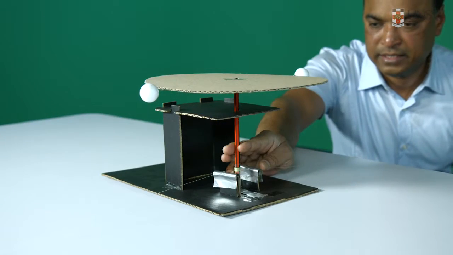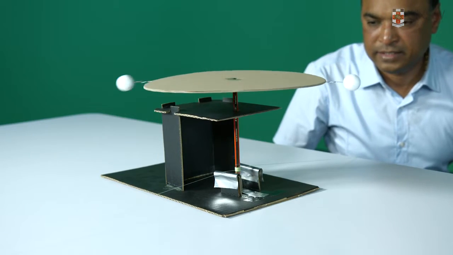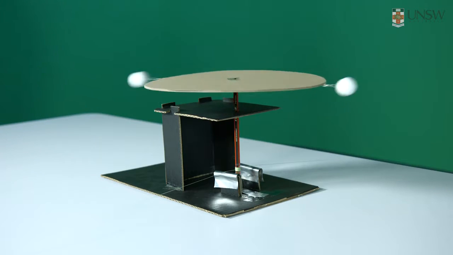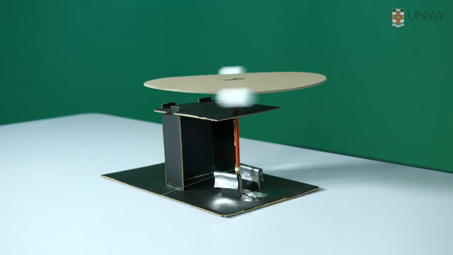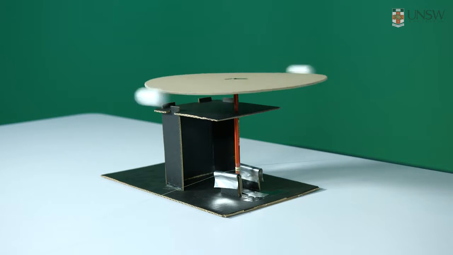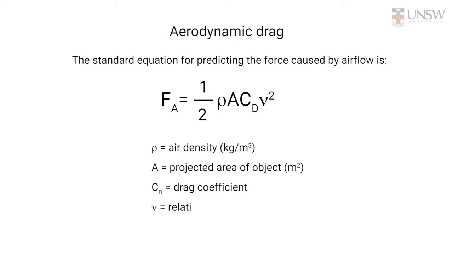Consider our rotating test. Each of the spheres experiences an airflow with a speed v. We can't get this speed precisely because the airflow on one sphere might be affected by the wake of the other, but it will be approximately the speed of the sphere as it rotates with the top disk. The standard equation for predicting the force caused by this airflow is Fa equals half A rho CD V squared. I think it's beautiful.